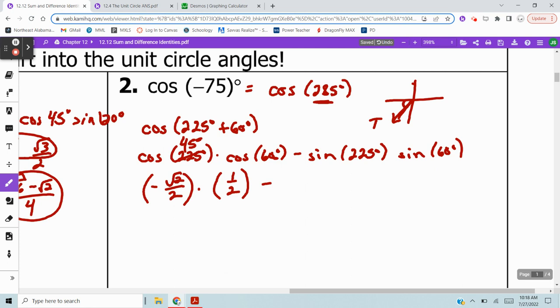That's the same 225 right here. All Students Take Calculus, so that'll be a negative value. Again, my reference is 45, so that'd be root 2 over 2. And then the sine of 60 would be root 3 over 2.